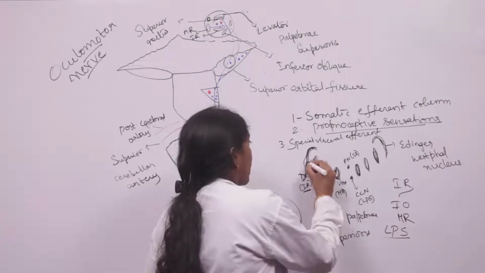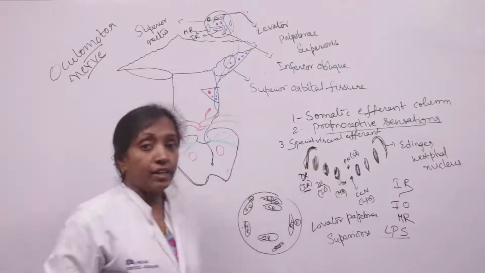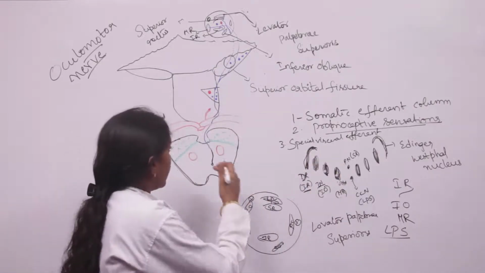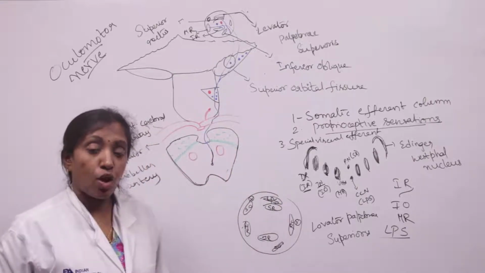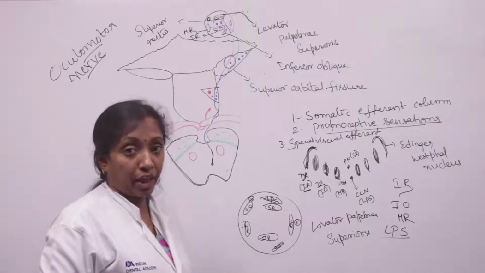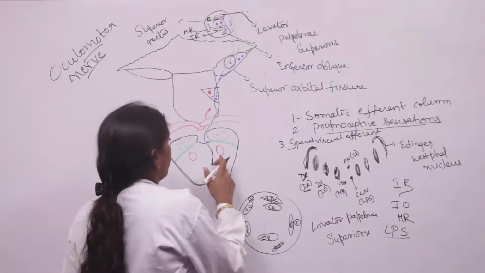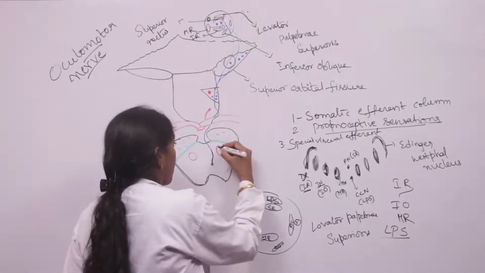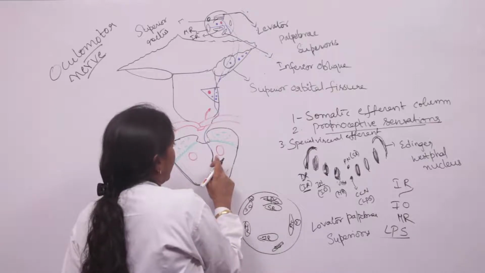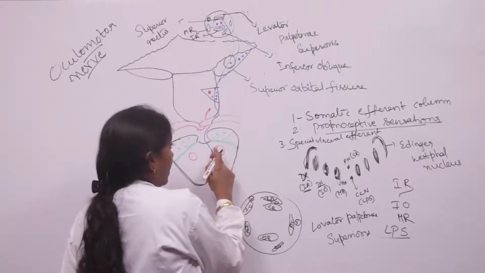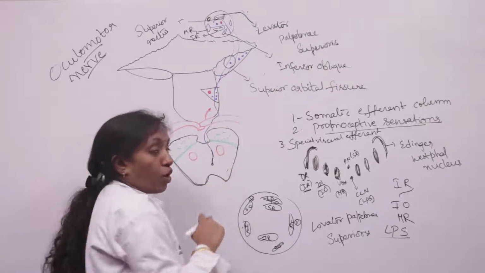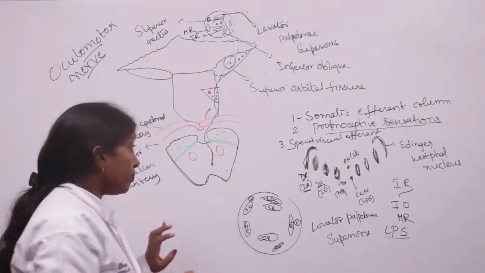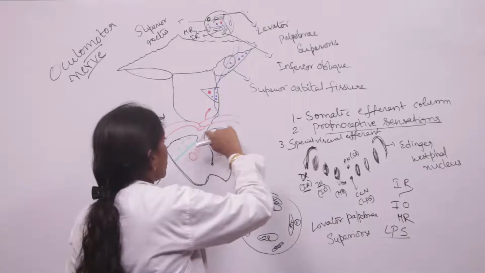Okay, and coming to the superficial origin, here the nerve fibers undergo a series of lateral curves along the tegmentum of the midbrain, and they pass along the lateral part of the red nucleus, the medial part of the substantia nigra, and here they pass on the medial wall of the basis pedunculi.